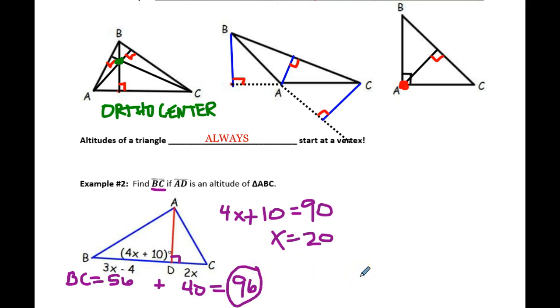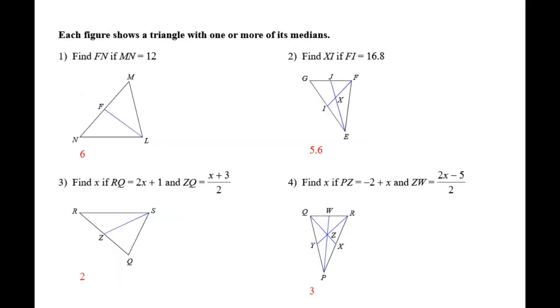All right, I put some median problems on the back of this for you to practice. So pause the video and then come back to get the answers. All right, in the first question, you were trying to find FN if MN equals 12. So these are just side lengths. And remember that your median goes to the midpoint. So F must be the midpoint.